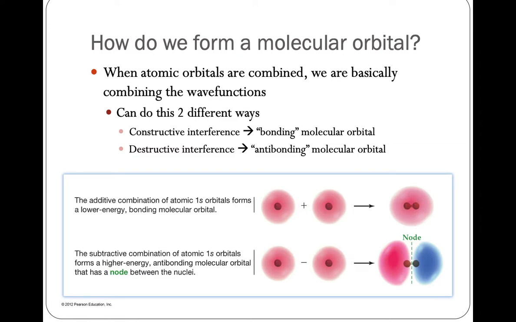But we get a strong overlap, everything's connected. That would be what we call a bonding molecular orbital. It's a very strong, attractive interaction. For our anti-bonding orbital, that's when these two things would have opposite signs.